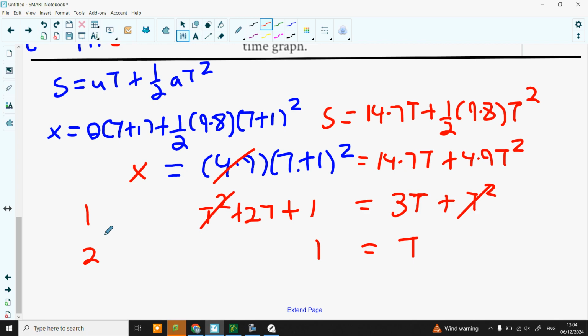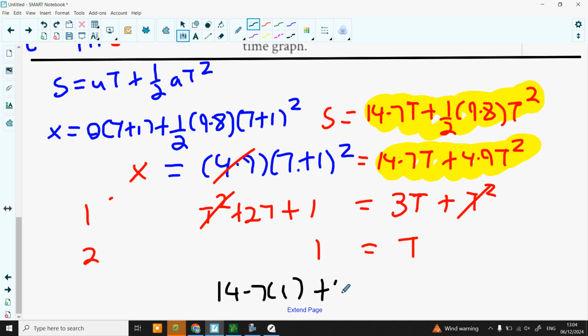Now, we next have to calculate the distance they crashed at. See this formula here? It's the same as this one here. If I just sub in t equals 1 there, I should be able to get my answer. So it'll be 14.7 times 1 plus 4.9 times 1 squared. 14.7 plus 4.9 is 19.6 meters. They both travel 19.6 meters before they get hit. Cool. All right, that was tough.